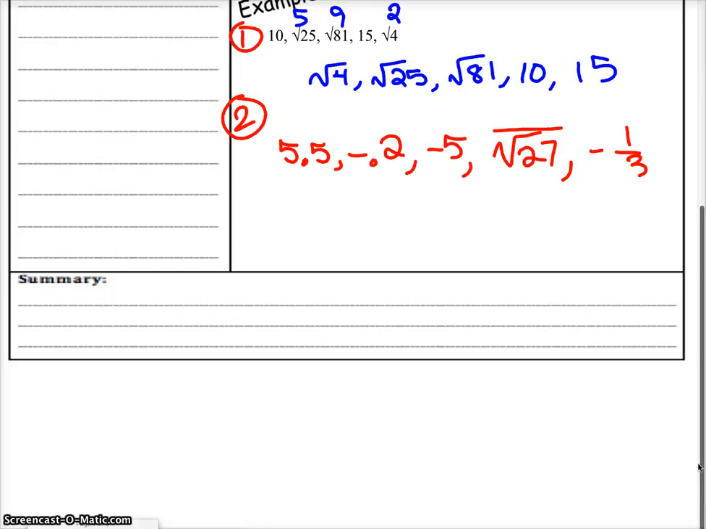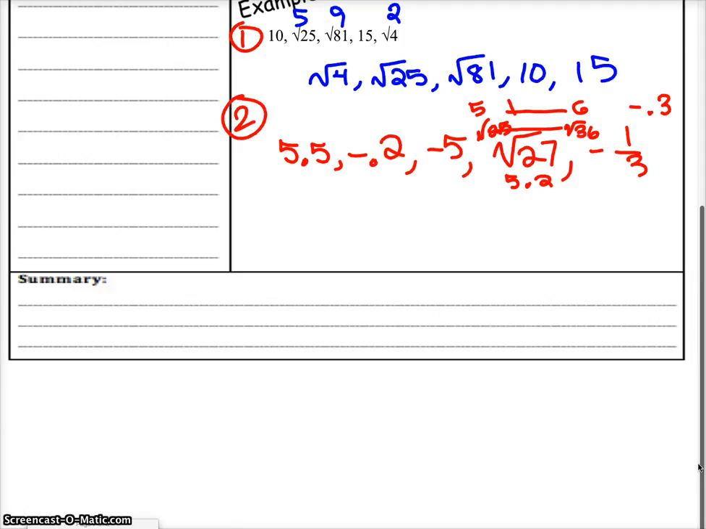So let's see, it lies between the perfect squares of 25 and 36. This is 5, this is 6. It's super close to 25, isn't it? So I would call this like 5.2 or 5.1 or 5.3. I know that it's super close to 5. And negative 1/3 is negative 0.3.